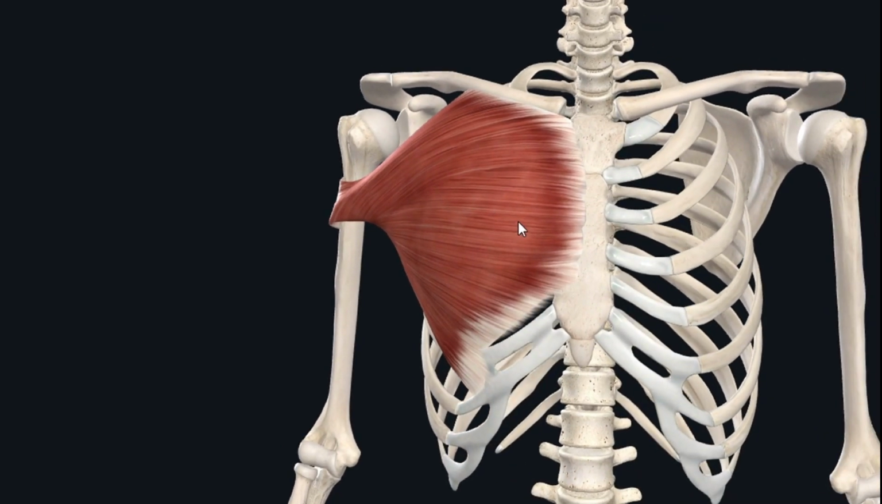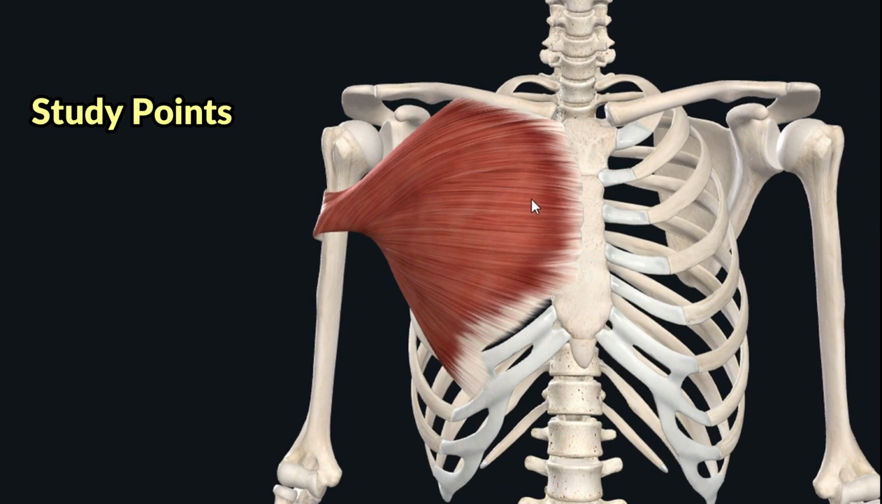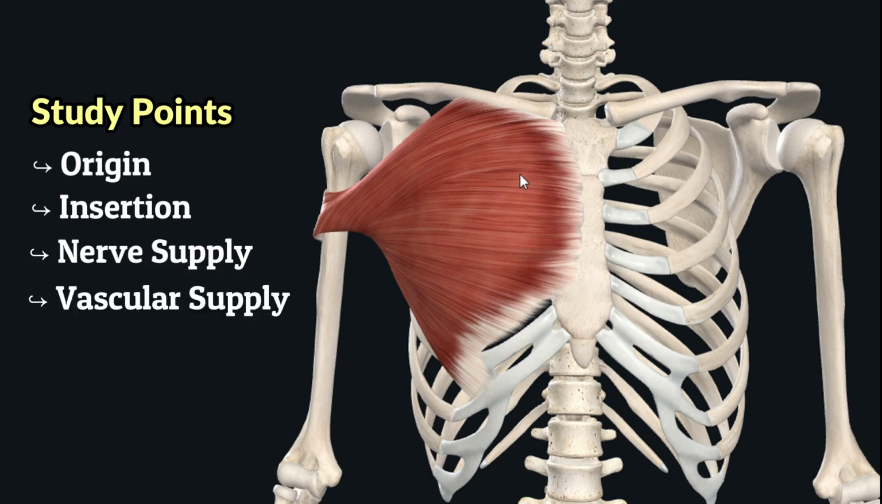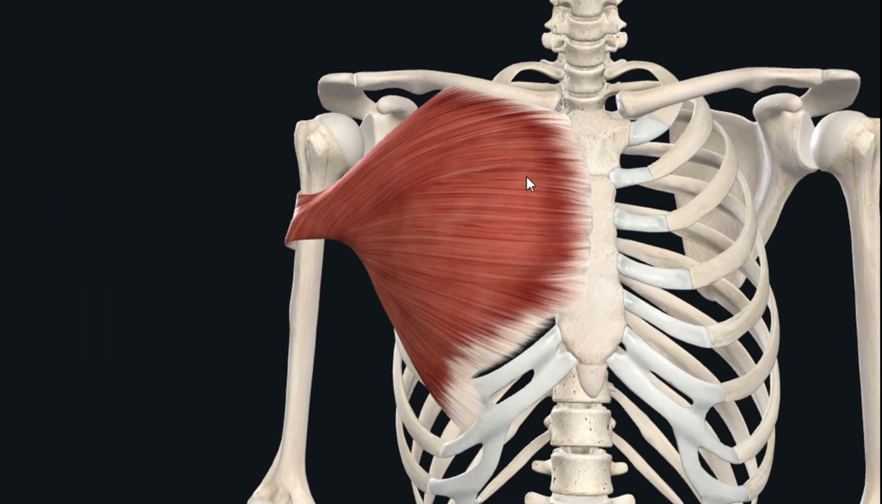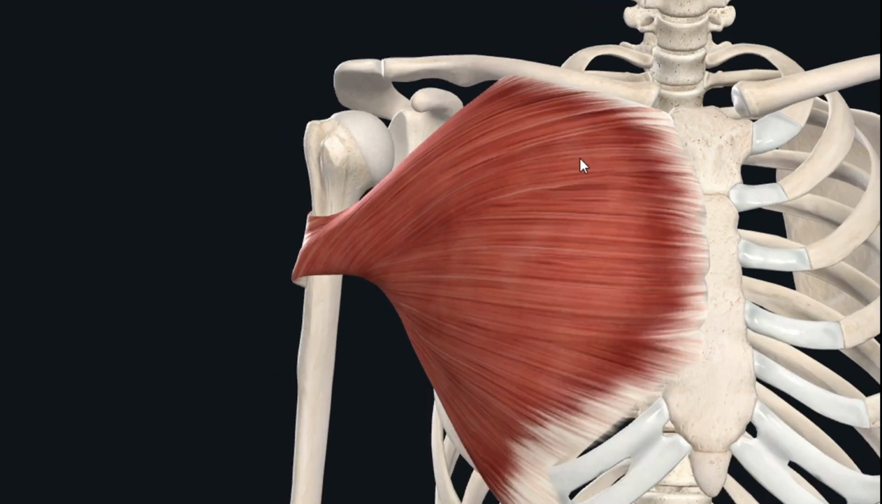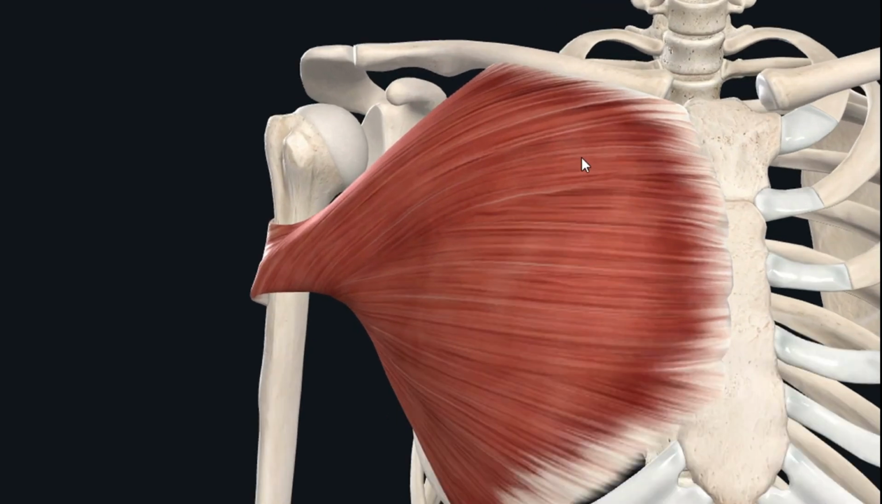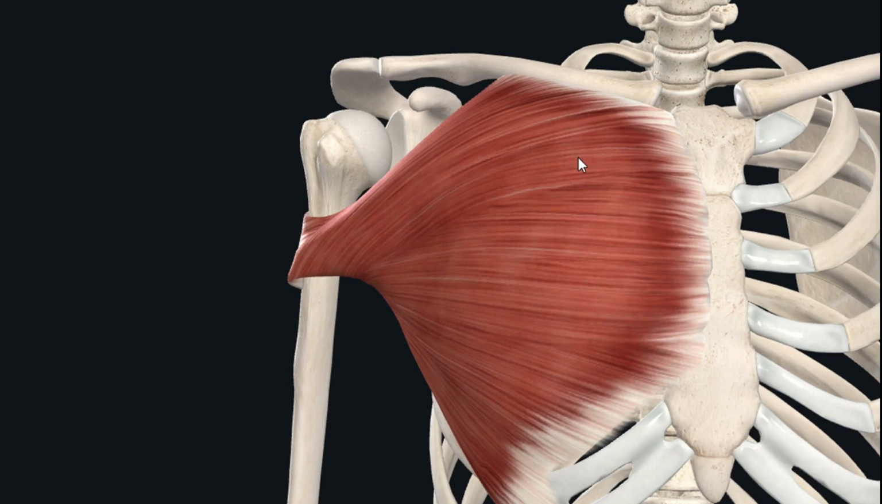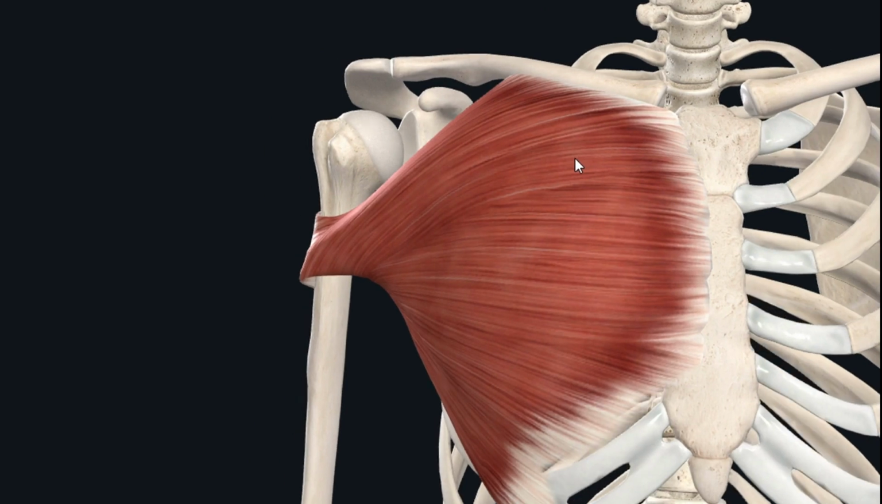In this tutorial we are going to study the origin, the insertion, the nerve supply, the vascular supply, and a little bit about the action performed by this muscle. First, if we look at the origin of the pectoralis major muscle, you will find that this muscle originates from two regions.